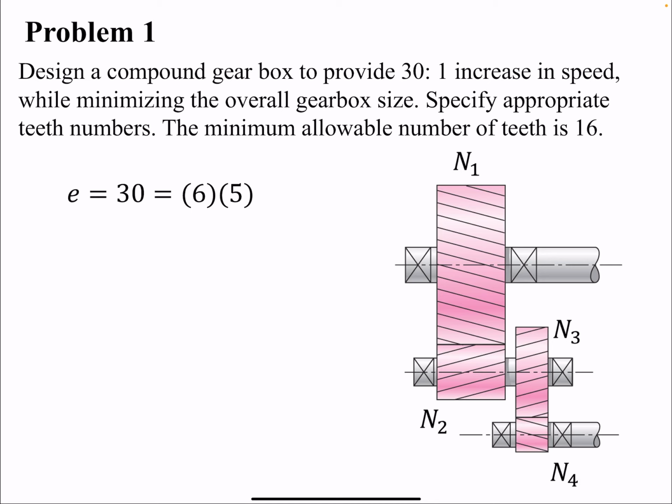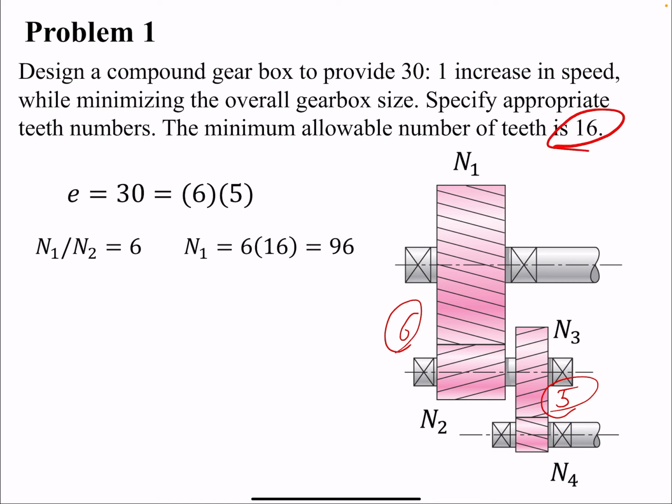So here, if the velocity ratio of interest is 30, 6 and 5, then you have to achieve that. Here 6 and here 5, so n1 over n2 would be 6. We know the smallest one that we can have is 16, so we're plugging in 16 for n2, and n3 to n4 would be 5. So here n3 would be 80, and that would be the number of teeth that we are going to have for all of them.